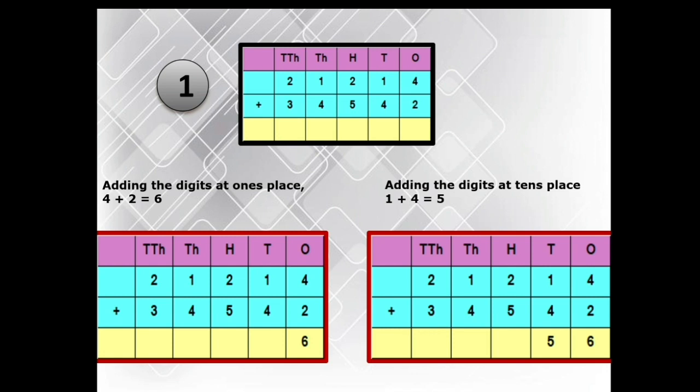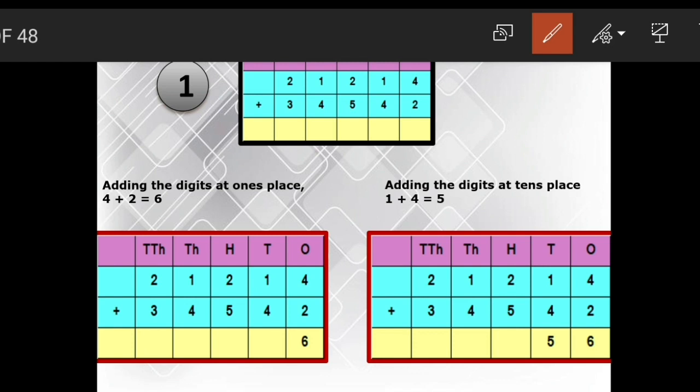So here is a stepwise explanation of how to add large numbers. The question you can see is 21,214 plus 34,542. The first step is we have to add the digits at the ones place, that is 4 plus 2. So 4 plus 2 we'll get 6. So we always start from the right hand side when we are adding. The first step is to add the digits at ones place. So 4 plus 2 we got 6.